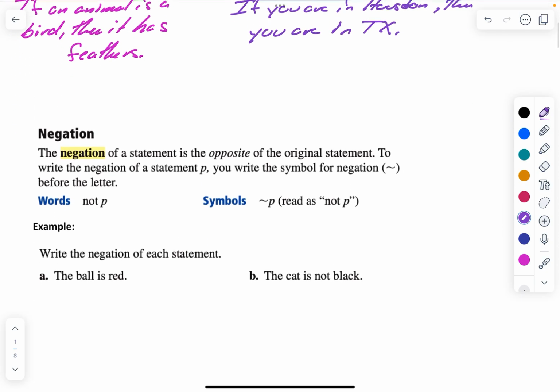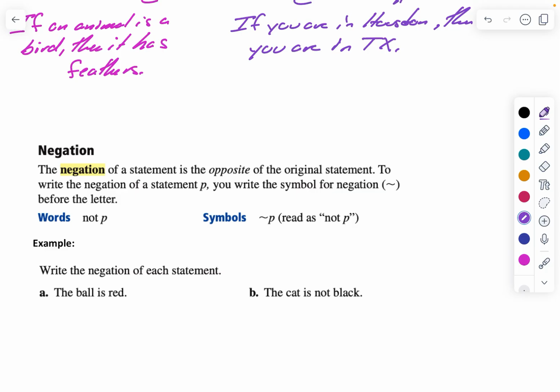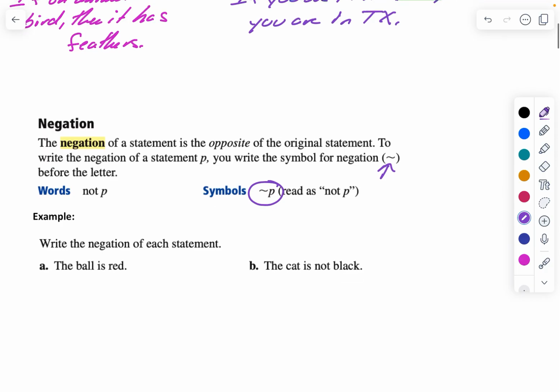Now, negation is when we want to say the opposite of the original statement. So, for example, you are in Houston. Well, the opposite of that would be you are not in Houston. So the negation is the opposite. Usually we use words like not. Now the symbol for negation is that squiggle. And when we write it like that, it means not P. That means tell me the opposite of P. So that is how we symbolize the negation.